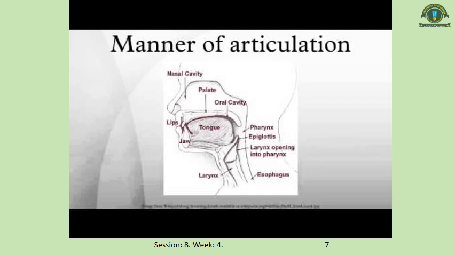At this time, the manner of articulation, there are two cavities available only. One is the nasal cavity, the other is the oral cavity. So most of the sounds are produced through the oral cavity, except some, and the some are m, n and ing. So this is the point you must remember.